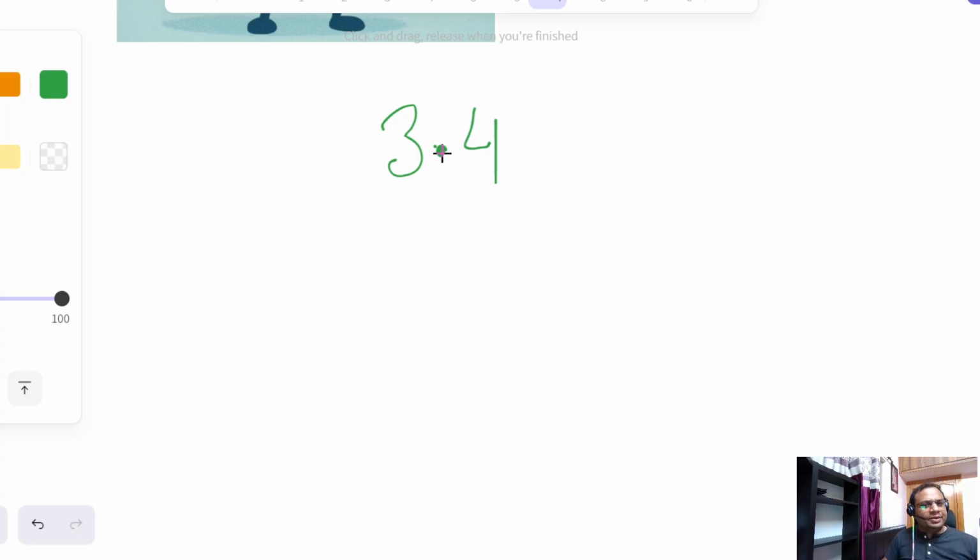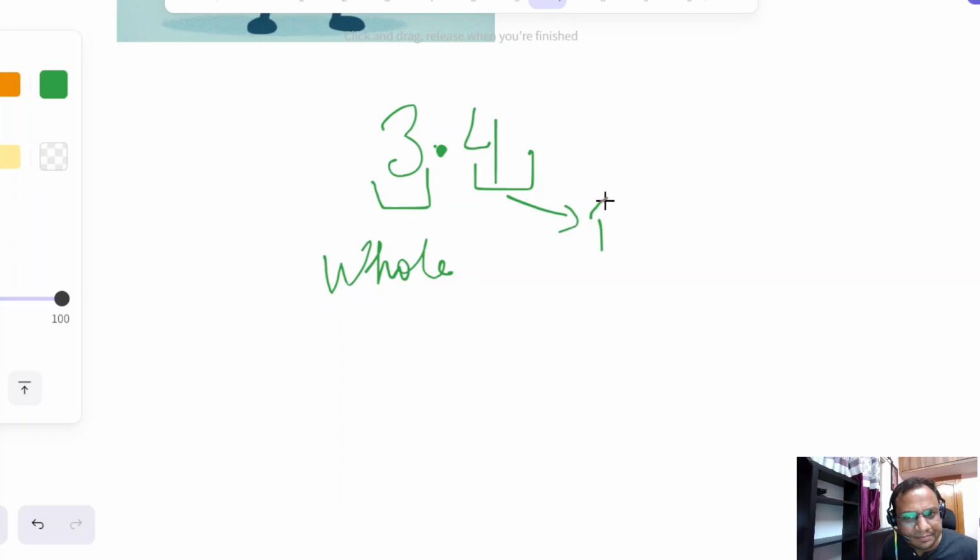So this is a decimal point. To the left of this is the whole part of a number. This is the whole part of a number. And to the right is the fractional part. This is the fractional part.